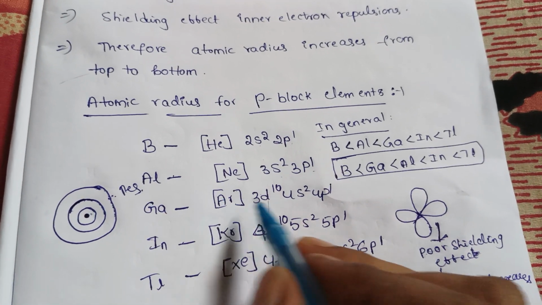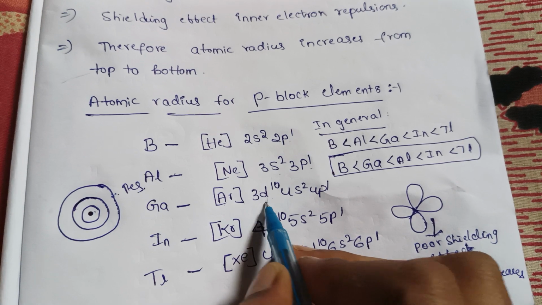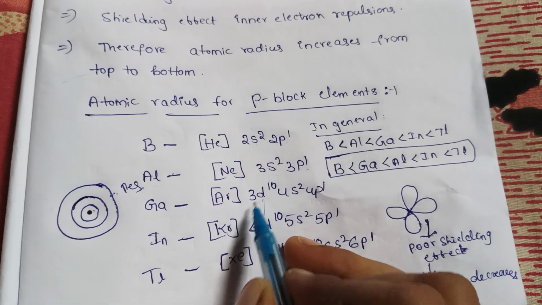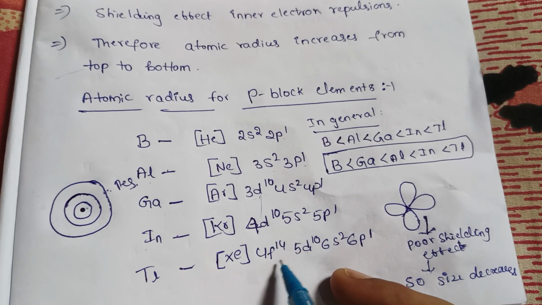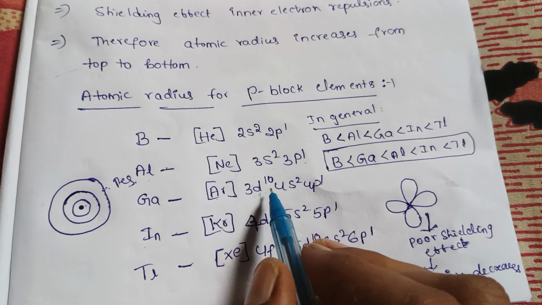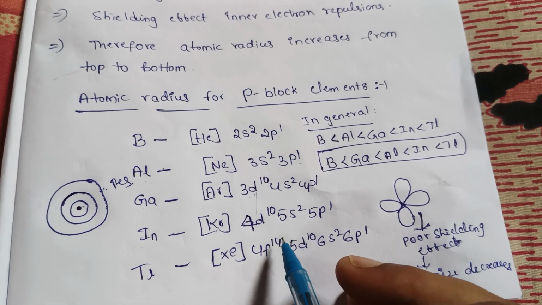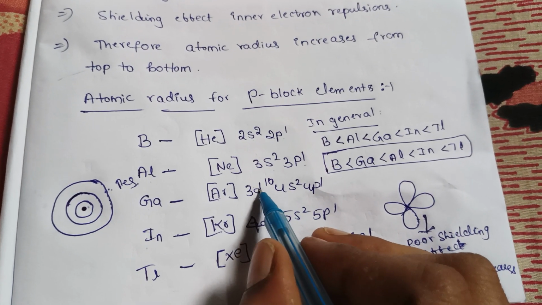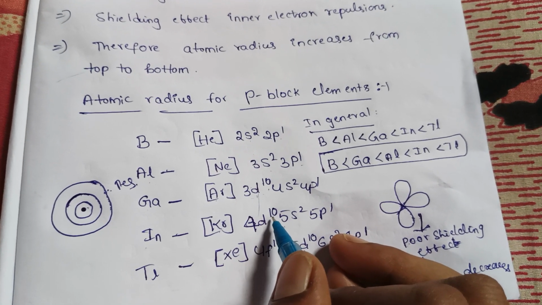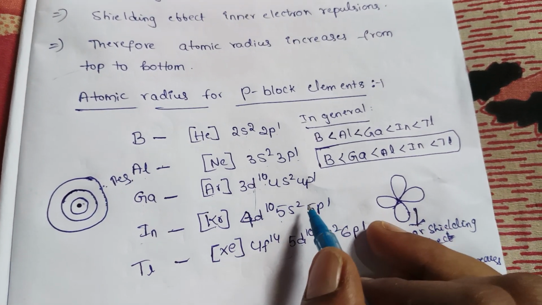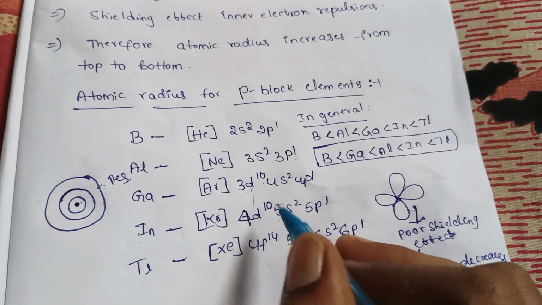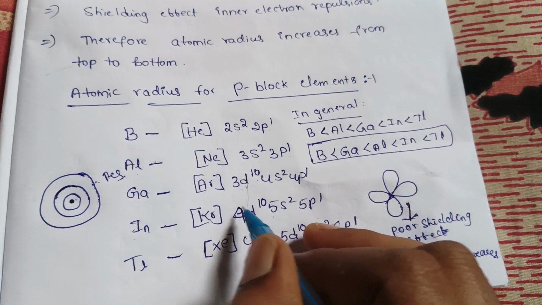Here we may get one more doubt. Aluminium, gallium also has 3d electrons. Indium, thallium also have fully filled 5d electrons, right? Here with the increase in atomic number the size decreases, but here the size increases, right? Because here the 3d shell is completely filled, here also the 4d shell is completely filled, but here an extra shell is added, so that's why the size increases. Shielding effect is more, so that's why atomic radius is more for indium.